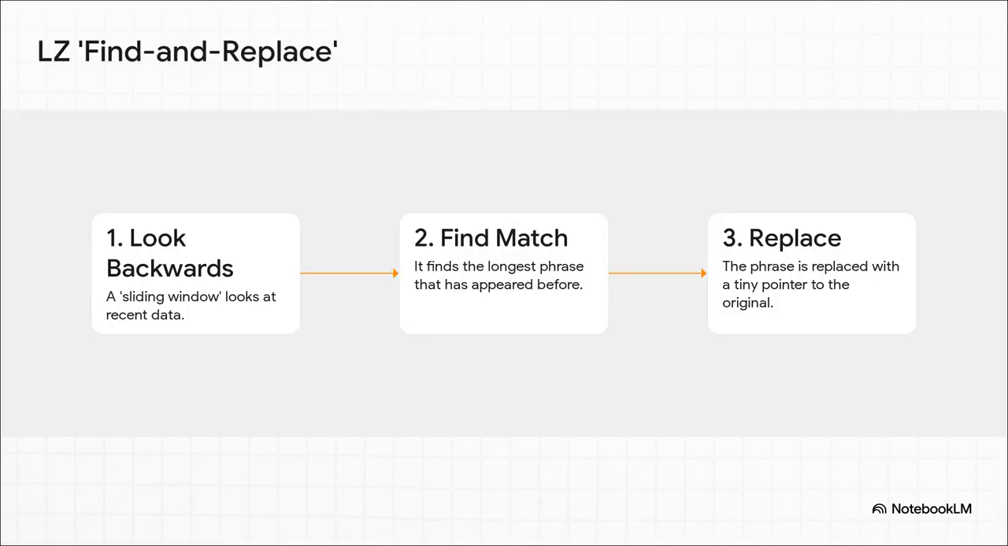So what's really interesting here is how it works. It creates what's called a sliding window to look at the data that just went by. It then finds the longest phrase that's already appeared, and instead of writing that whole phrase out again, it just replaces it with a tiny little pointer, a little note that says, hey, just go back X characters and copy Y characters. It's basically a giant, super efficient find and replace.